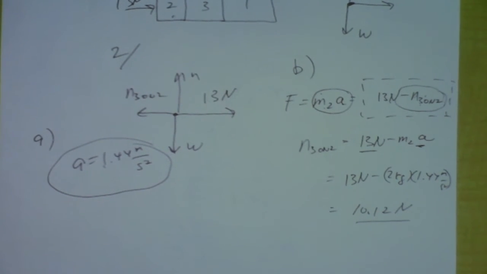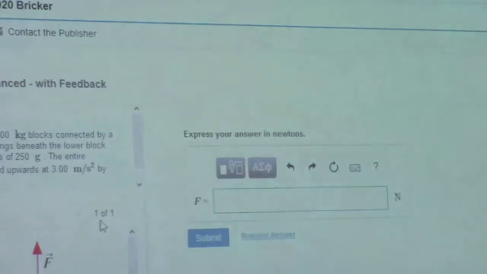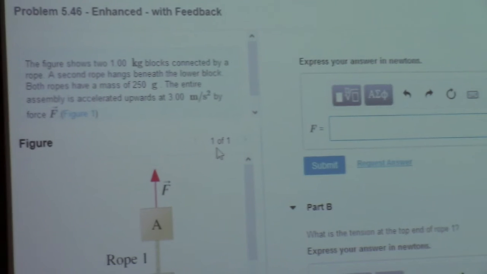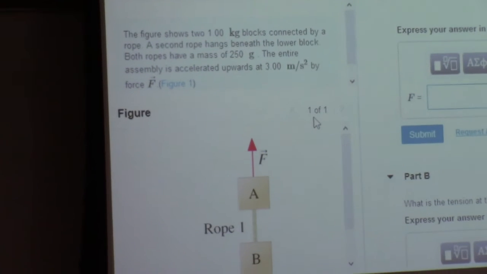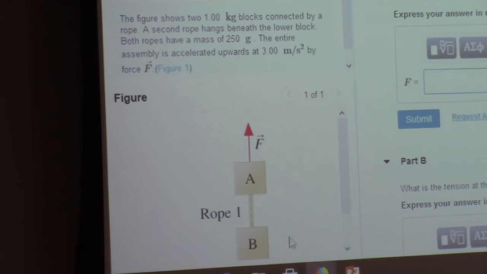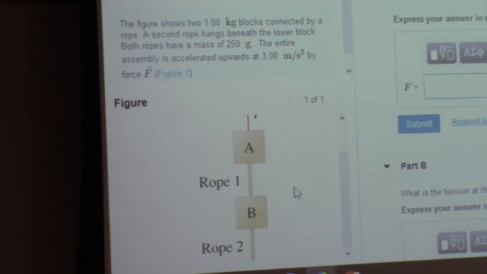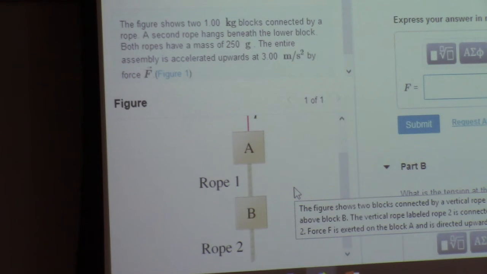Okay. Oops. So this one we have an external force that we're trying to figure out, and there's block A and B, and then a rope between them. And these ropes actually have mass. So the figure shows 1 kilogram blocks. All right, they have the same mass.